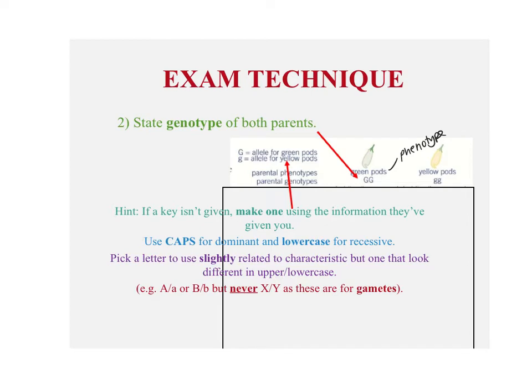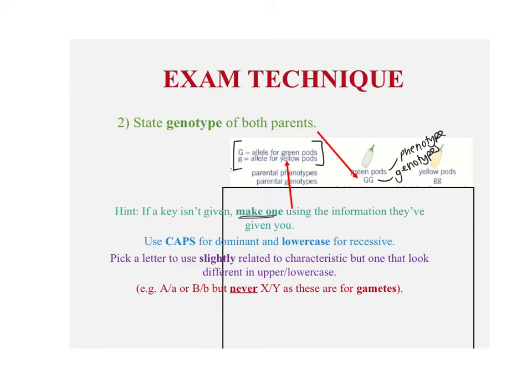write down what genes the parents have, their genotypes. Okay, now, there's a few ways that you can do this. Sometimes in the question they will give you a key, such as I've got on this picture. But if there isn't, you are allowed to make one. Okay, you can make a key. Now for this, you've got to look at the gene that you're looking at. You can see in this case we're looking at greenness.